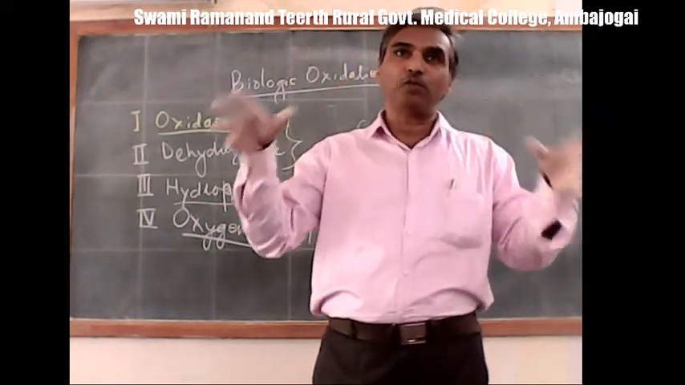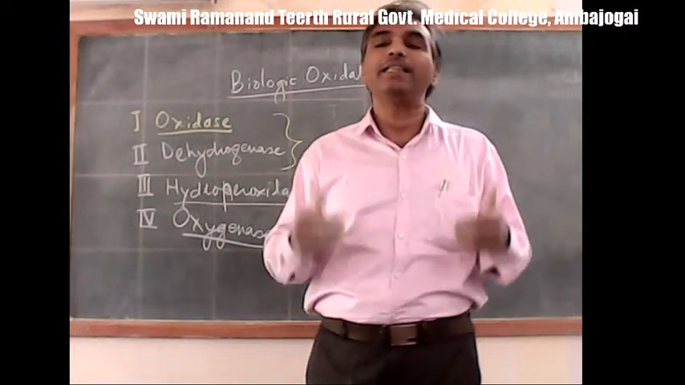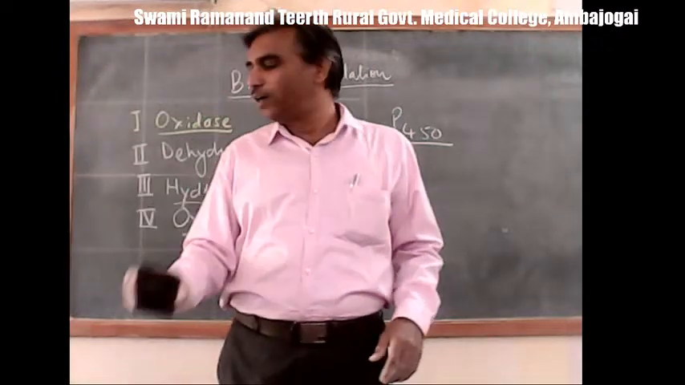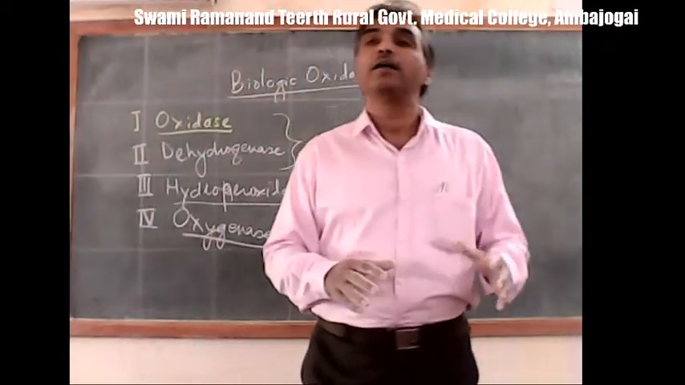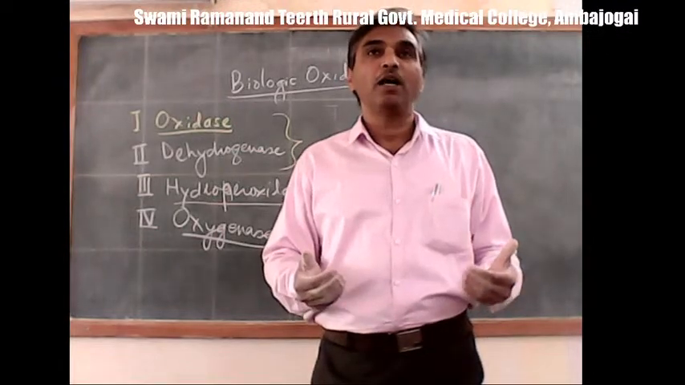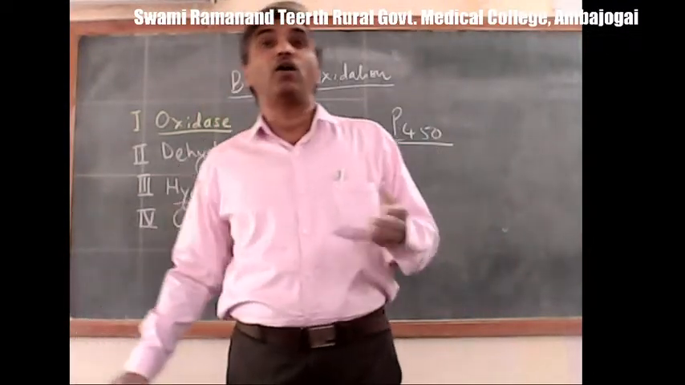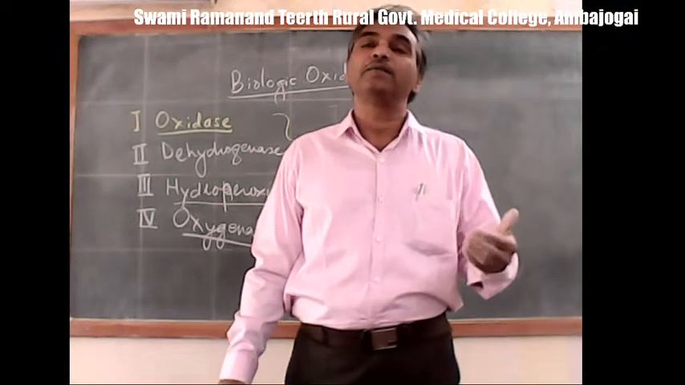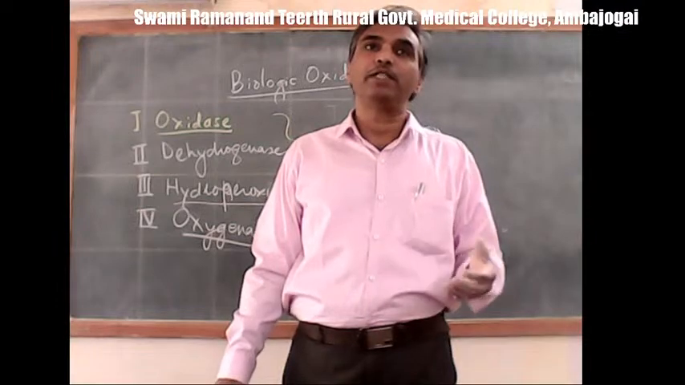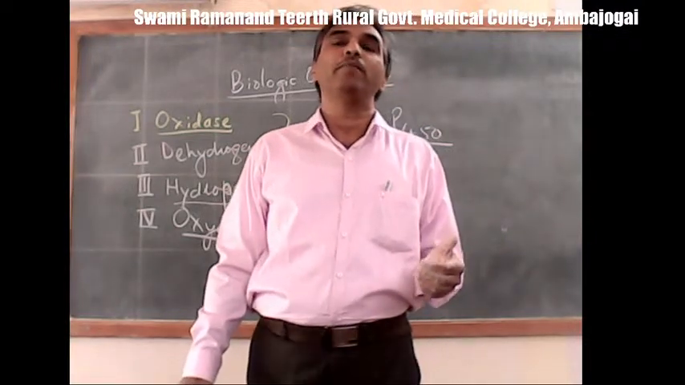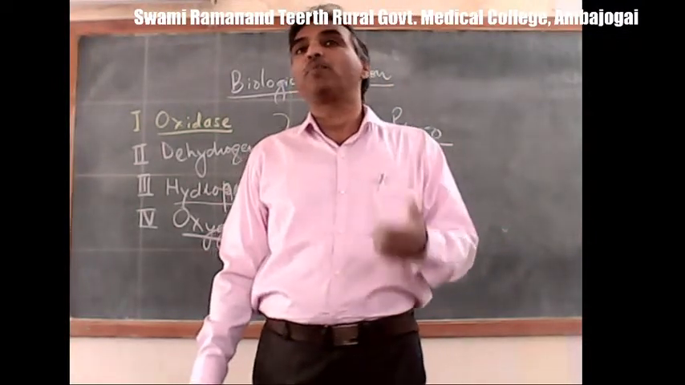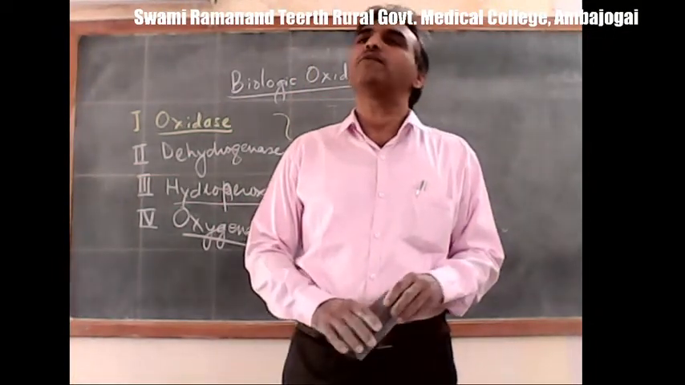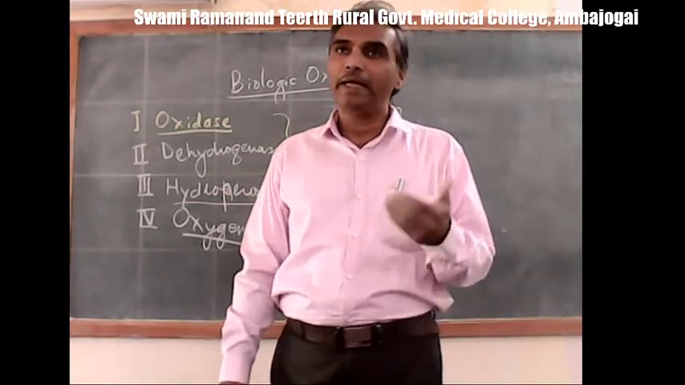Now oxidative phosphorylation occurs in the mitochondria. For that matter, you should know what the mitochondria is, what its structure is, and how these oxidative processes are linked to the electron transport chain present on the inner mitochondrial membrane for the capture of energy in the process called oxidative phosphorylation. For want of time, we will see this in the next lecture.